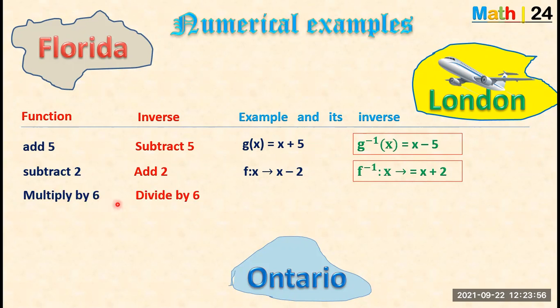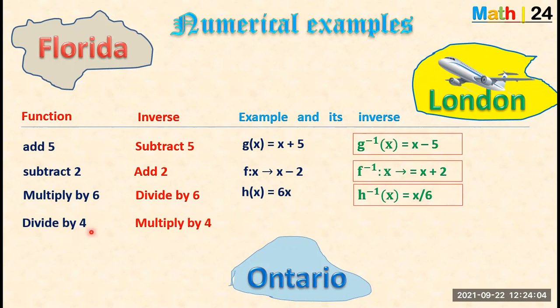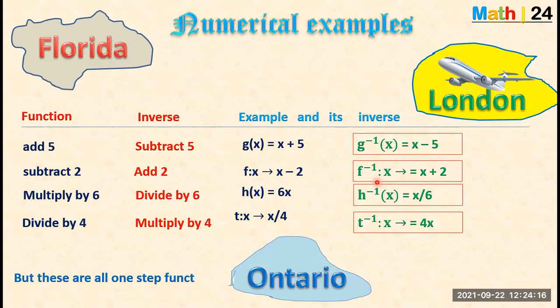The function multiply by 6 has inverse divide by 6, and this is the function 6x. The inverse will be x on 6. The function divide by 4 has inverse multiply by 4, and that gives us x on 4. The inverse, g inverse of x, will be equal to 4x. So these are just some short tricks to get the inverse of functions without solving, but these are all one-step functions. What if you have two-step functions or more? What are we going to do in those cases?